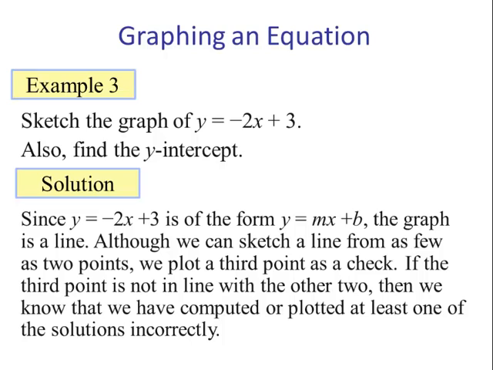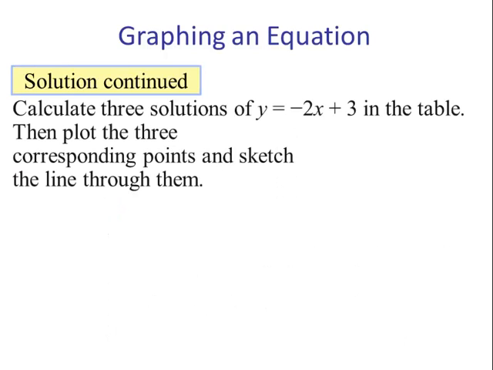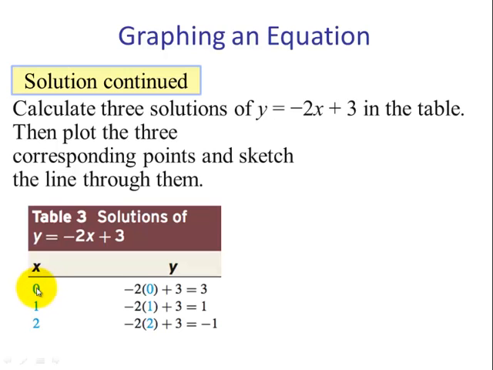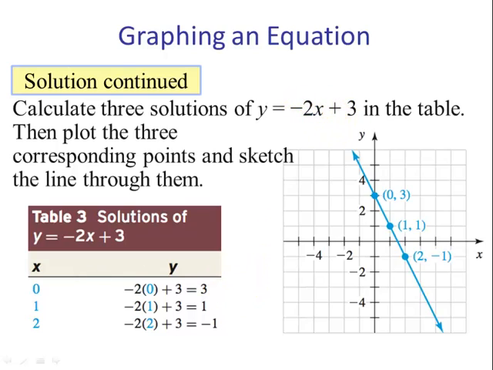So we're going to pick 3 points, or 3 solutions. 0 is always easy to use, and 1 and 2. And if we substitute these values in for x in y equals negative 2x plus 3, we have our 3 solutions. And if we plot these points on an xy plane and connect the line, we see that all 3 points are on the same line.